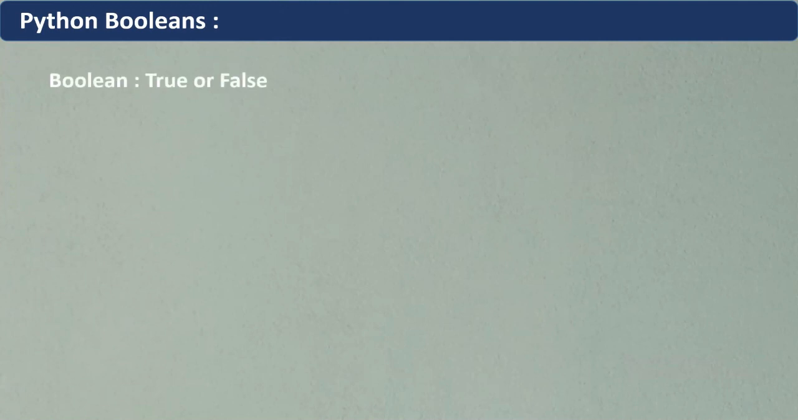So the next data type is Python Booleans. As we discussed already, what is the meaning of Boolean? That may be either true or false. These are the only two values we are going to use under this data type.